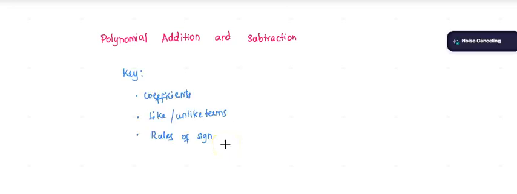Key important things that we should be familiar with while doing polynomial addition and subtraction: we should know what is meant by coefficients. Coefficients means the number written before a variable. And you have to know the difference between like and unlike terms. Same way, you should be very clear with rules of signs.